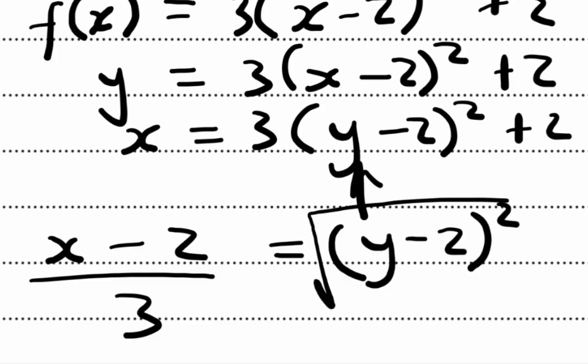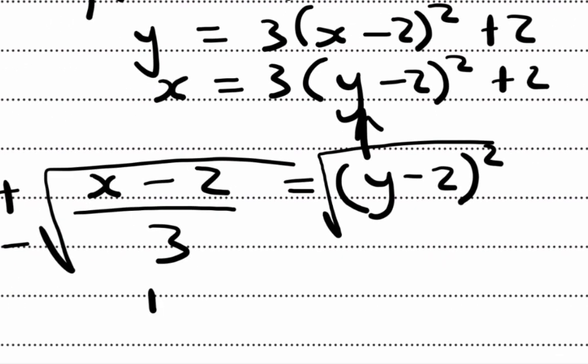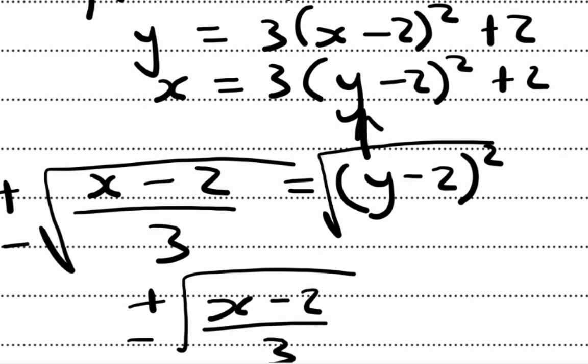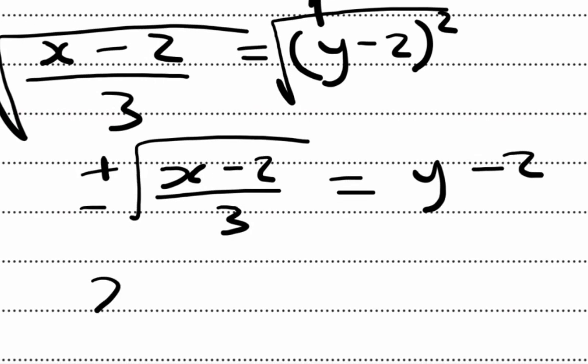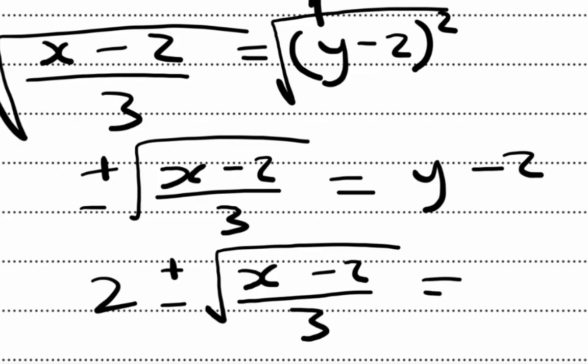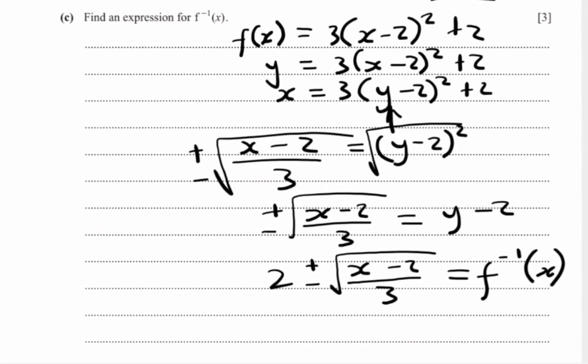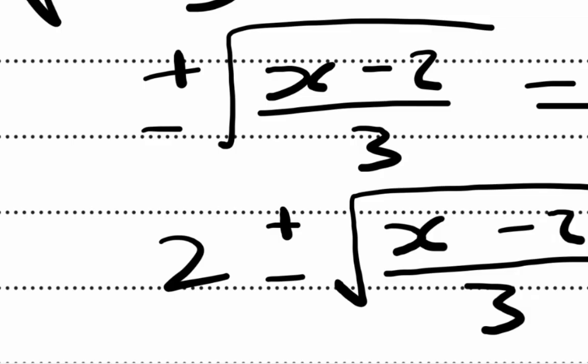And then I introduce the square root sign on both sides. So I'll get plus or minus the root of (x minus 2) over 3 is equal to y minus 2. And to get y, it's 2 plus or minus the root of (x minus 2) over 3, which is equal to y. And as I've said, this y is standing in for the inverse, like this. But we cannot take two signs. Yeah, we have to pick one.